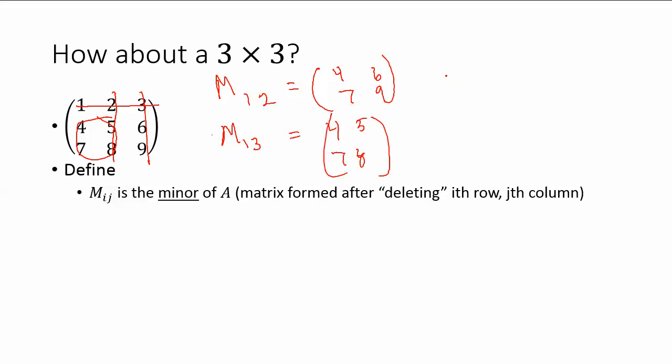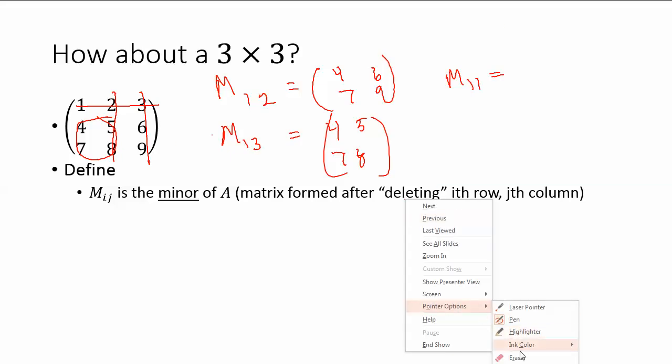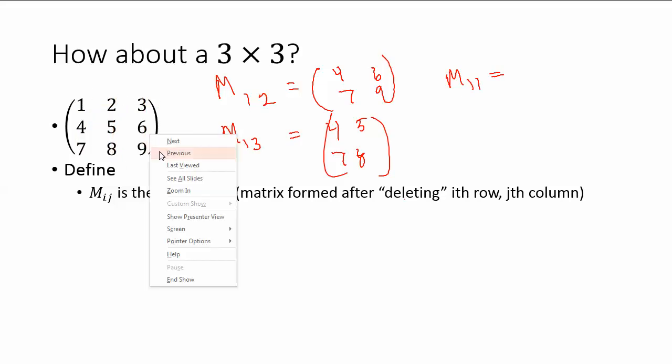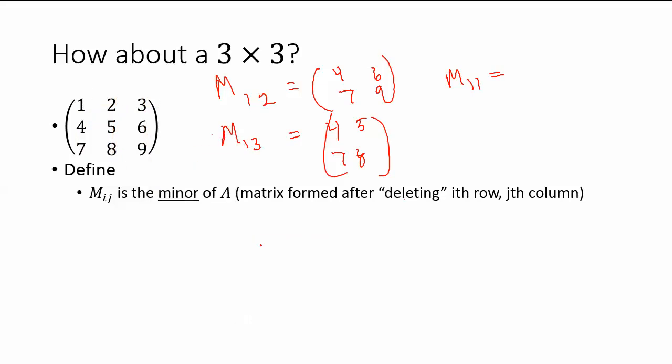And then M11 would be the result of, let me take out my eraser here real quick, crossing out the first row and first column, and that would leave us with the lower 2 by 2 right there, 5, 6, 8, 9. So we've just basically put together the minors of this 3 by 3 matrix.